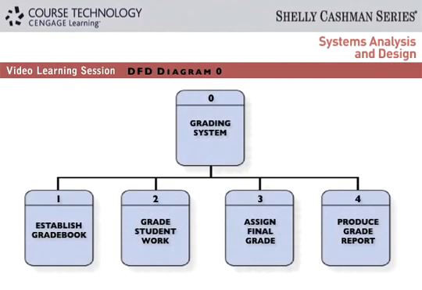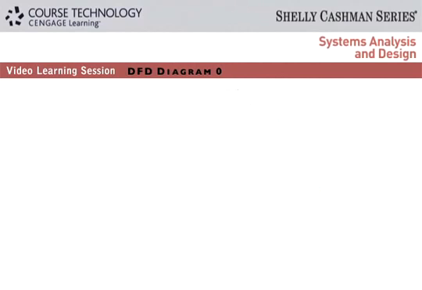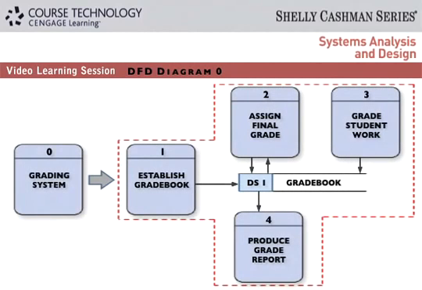The grading system, which is process 0, contains 4 separate processes: establish gradebook, grade student work, assign final grade, and produce grade report. The red line represents the boundary of process 0. Inside the line, you can see the 4 processes and 1 data store, all connected by various data flows.